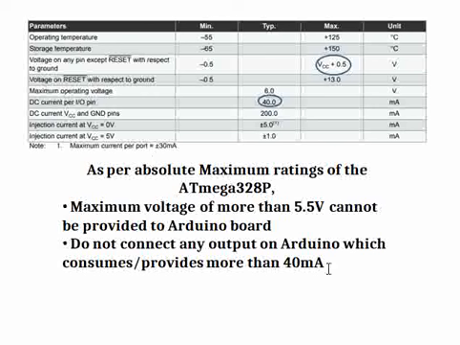So ensure that you do not have loads that draw too much current connected to the Arduino board. A very, very important point to remember.